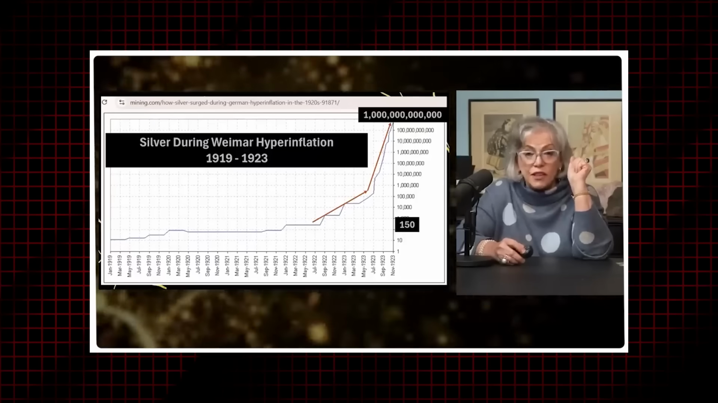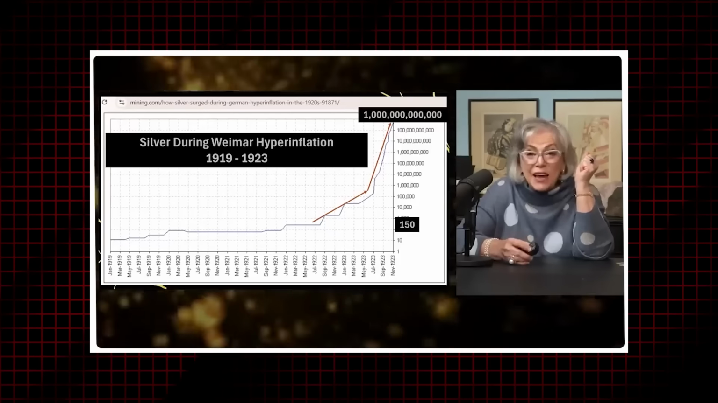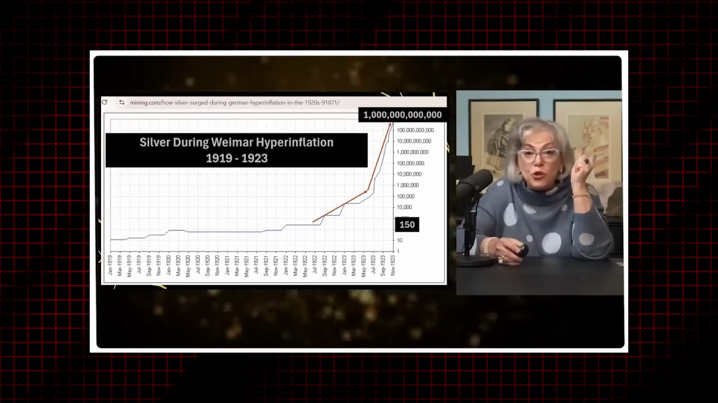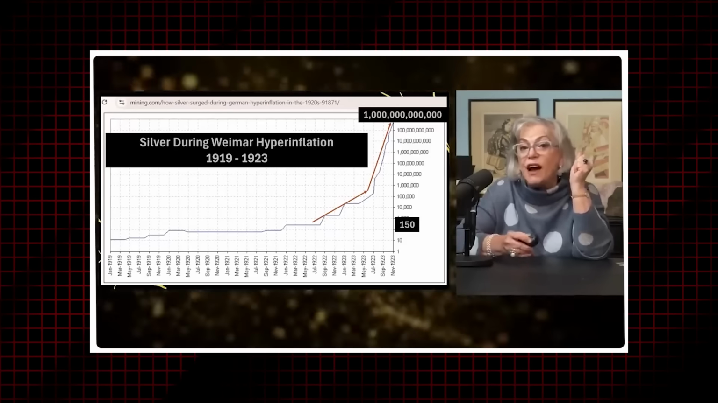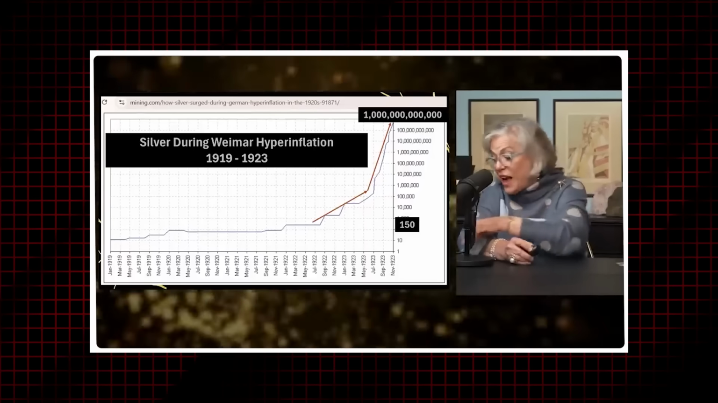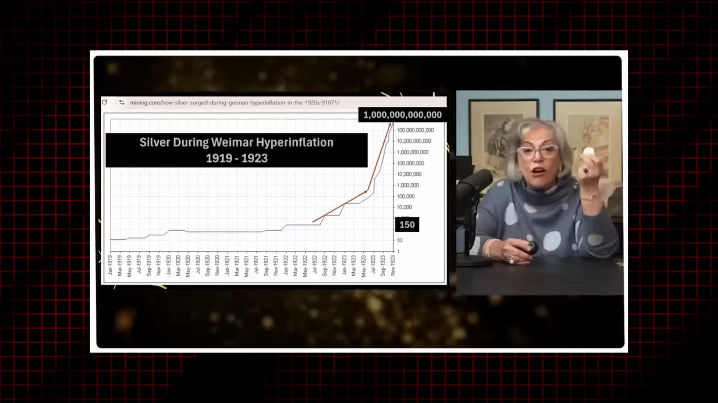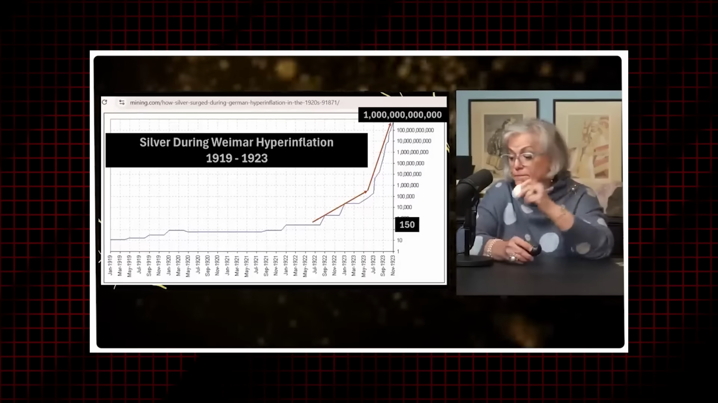Per ounce of silver. So it definitely enabled you to continue to buy food and whatever else you needed on a day-to-day basis. And it's why I like silver for barterability.